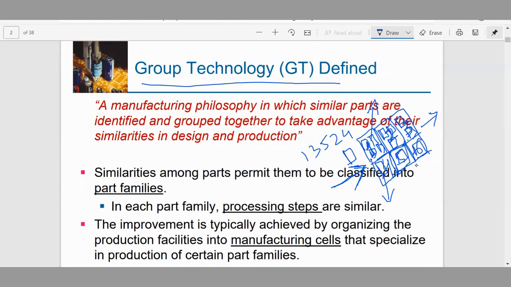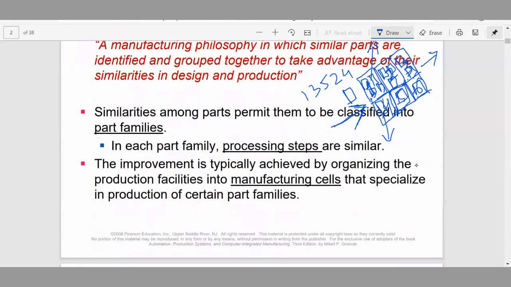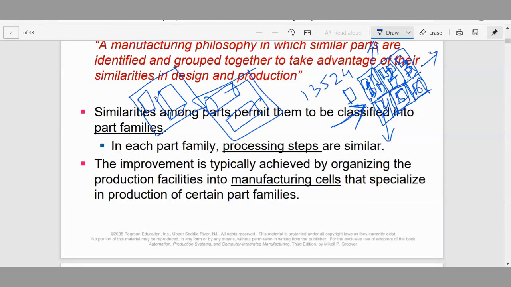Similarities among parts permit them to be classified into part families. We can divide parts into part families. For example, we are making different kinds of parts. Some parts we have are cubical, right? Some parts we have are cylindrical. So the cylindrical parts we can put in one family, and the cubical ones, okay, we can put in another family. We can easily classify them.